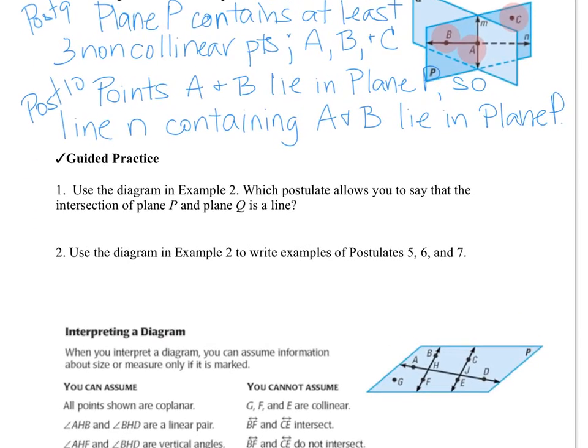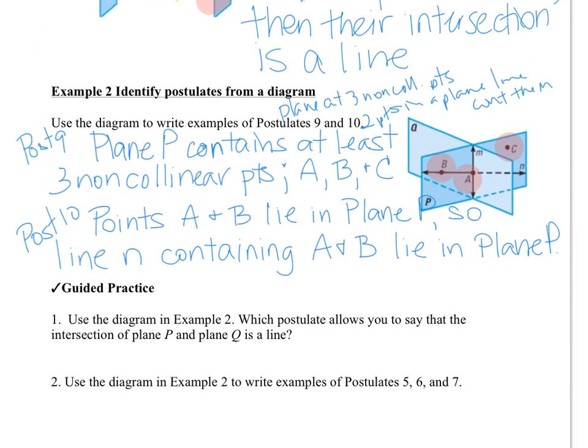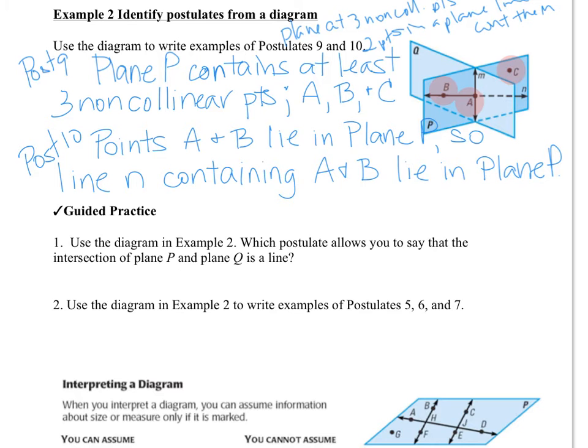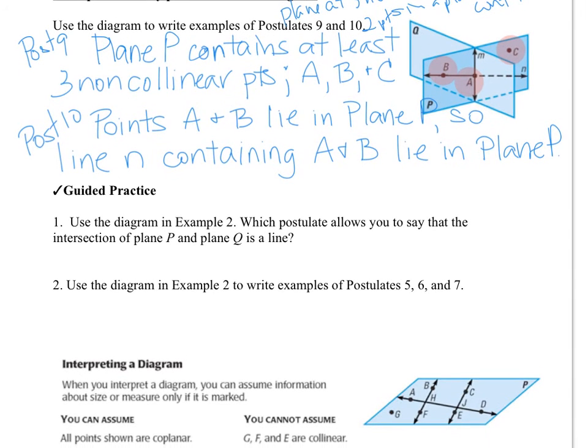So you do have 2 to try that is still using that diagram that we just looked at in my example 2. You need to look up the postulates on the first page in order to be able to write examples. Again, I don't know them by number, so you need to make sure that you aren't listing them by number.